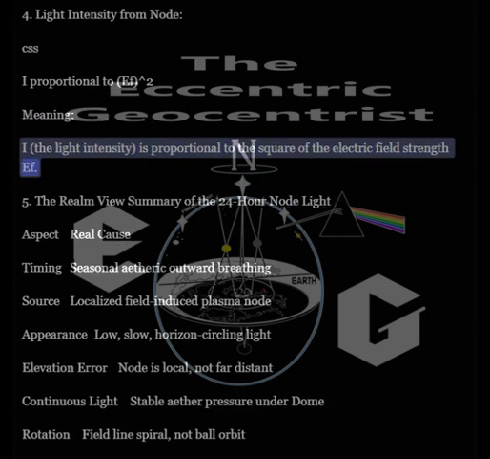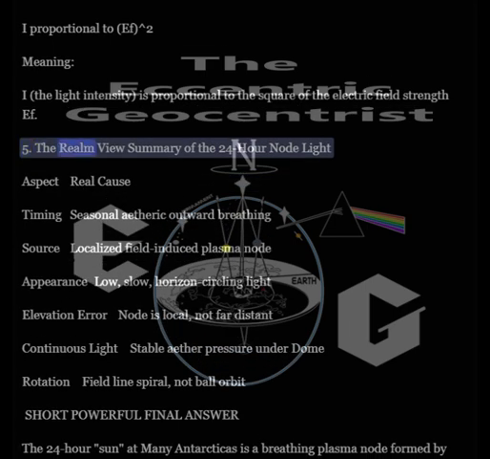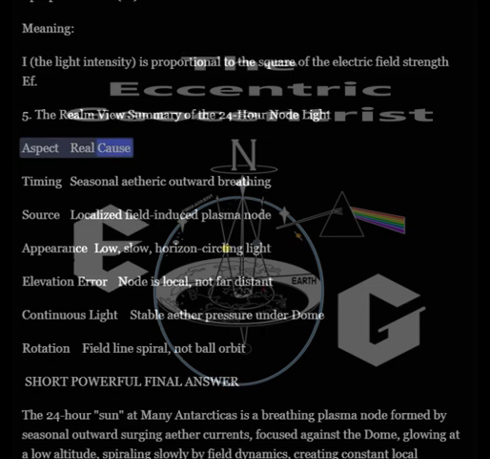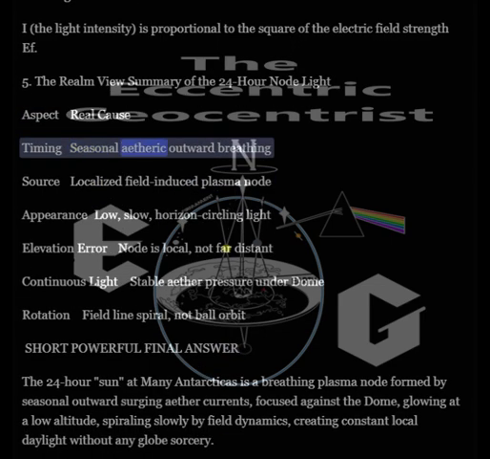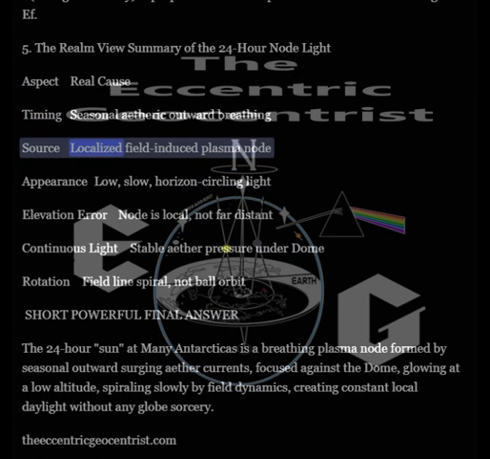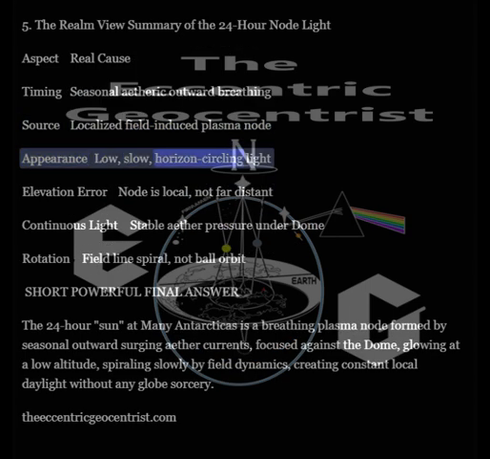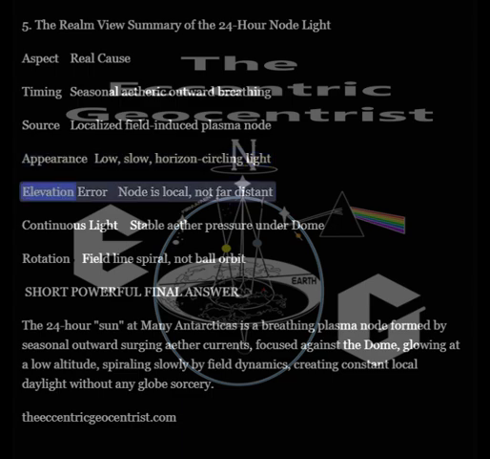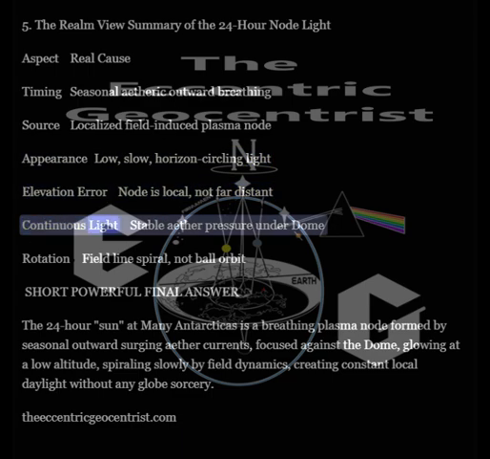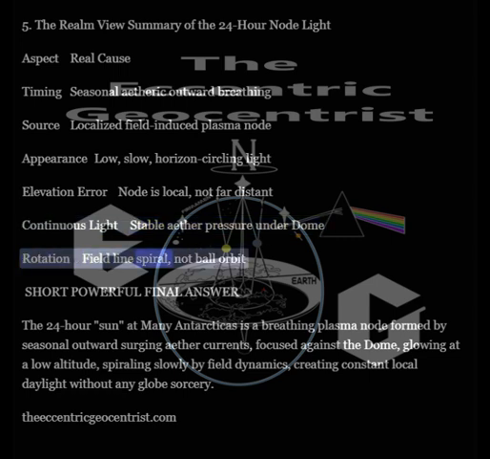5. The realm view summary of the 24-hour node light. Real cause: seasonal etheric outward breathing. Timing source: localized field-induced plasma node. Appearance: low, slow, horizon-circling light. Elevation error: node is local, not far distant. Continuous light: stable aether pressure under dome. Rotation: field line spiral, not ball orbit.